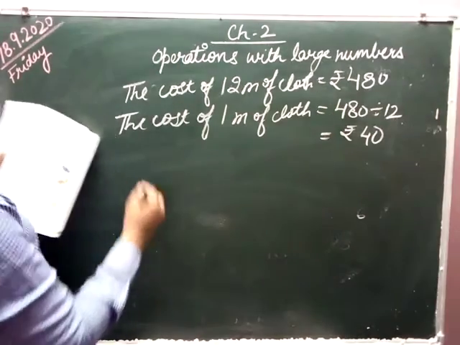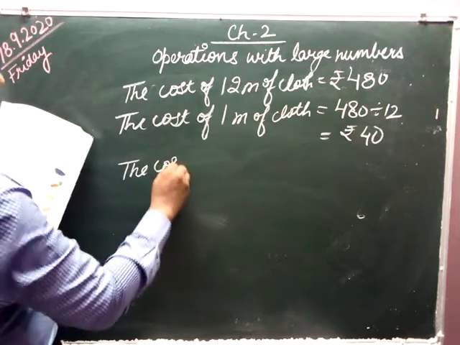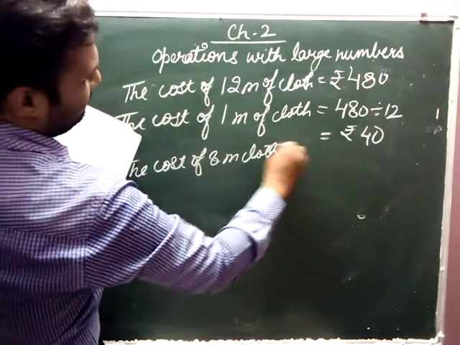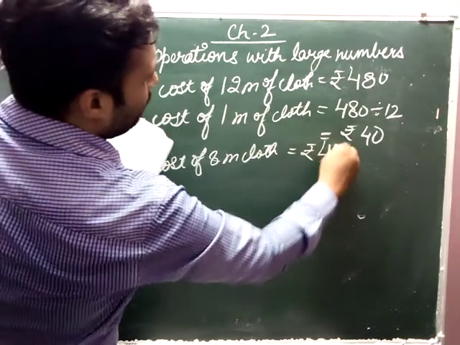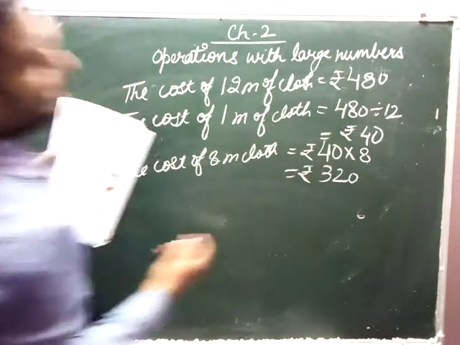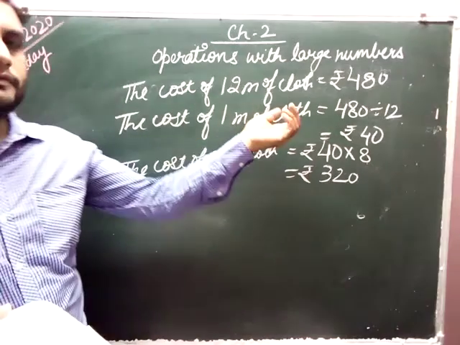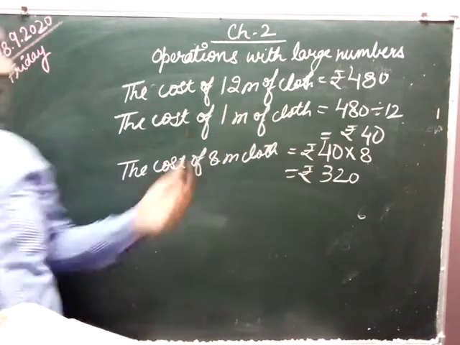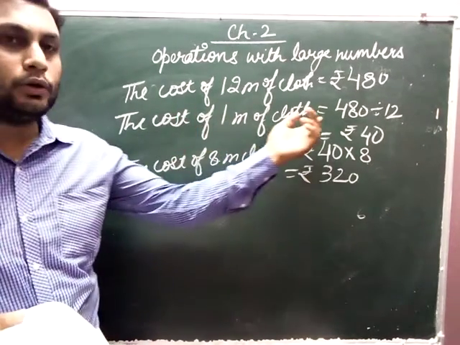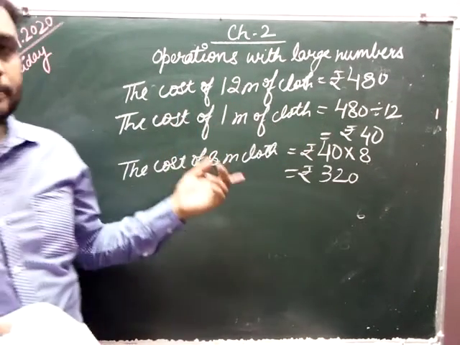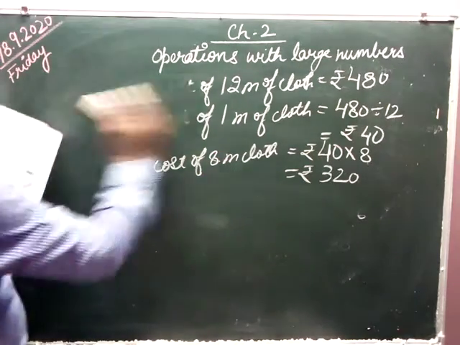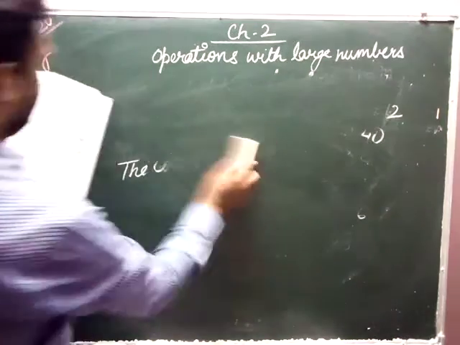We have to find the cost of 8 meters. So the cost of 8 meters of cloth equals rupees 40 multiplied by 8. So we get the answer 320 rupees. So in this way, first we have to find the cost of 1 meter of cloth, and then we have to find the cost of 8 meters of cloth. In this way we can do these types of questions. Now we will do another question, from exercise 2.10 of your book.